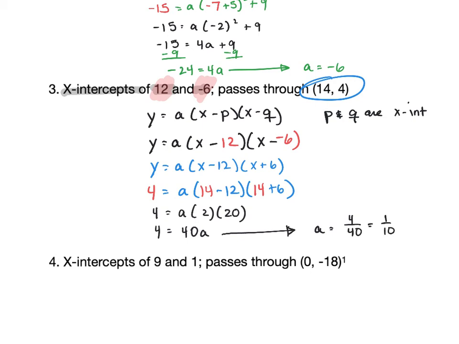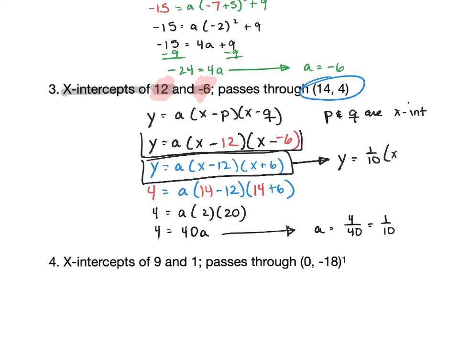Or a is equal to 1/10. And so now in this equation that we started with at the very beginning, I should use this one, the simplified one, where I've gotten rid of the double negatives, where we knew everything except for the a value. We now know the a value is 1/10. And the equation for this parabola is y equals 1/10 of x minus 12, x plus 6. X-intercepts are going to be at 12 and -6. And this thing opens upward, and it's going to be very wide because that's a very small fraction.